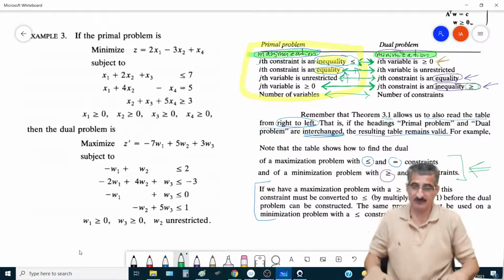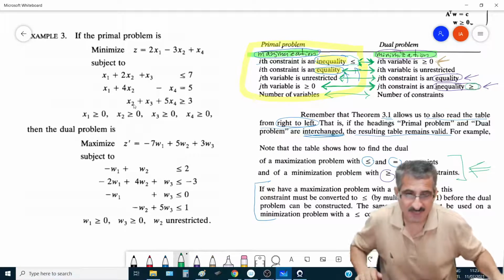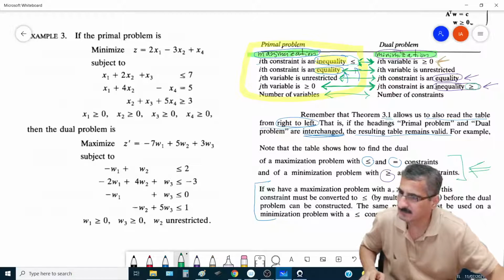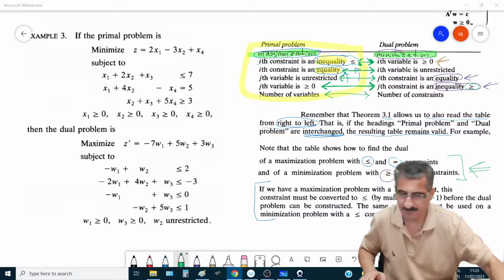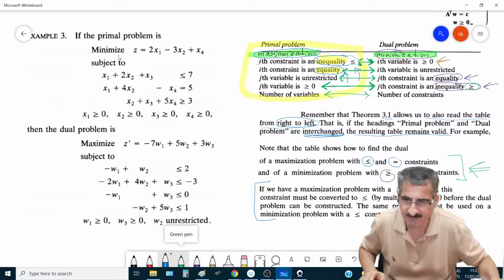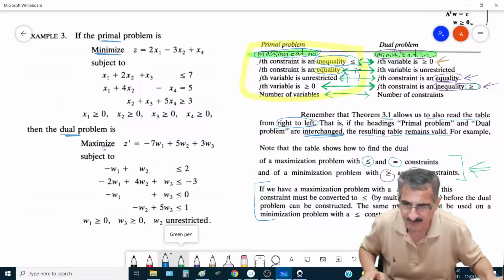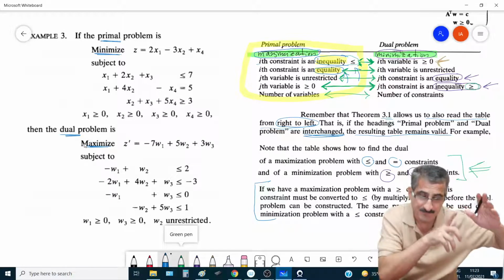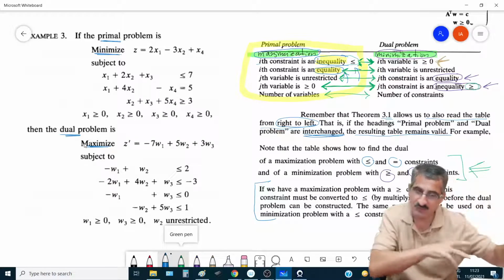Okay, good. Now, we have a minimization. Here we have minimization. This is the primal problem. So the dual problem will be maximization. So we will move from the right to left.